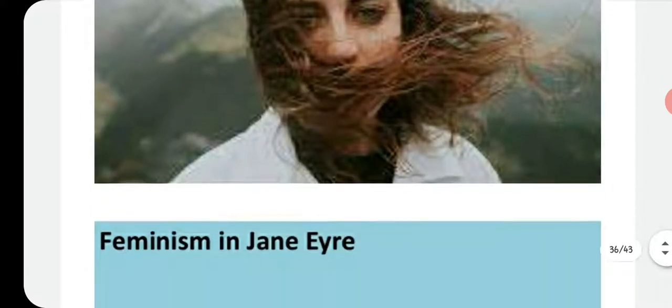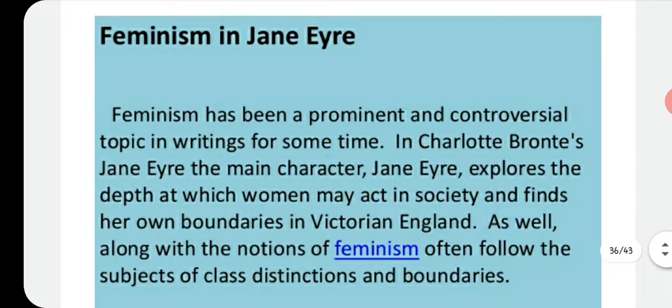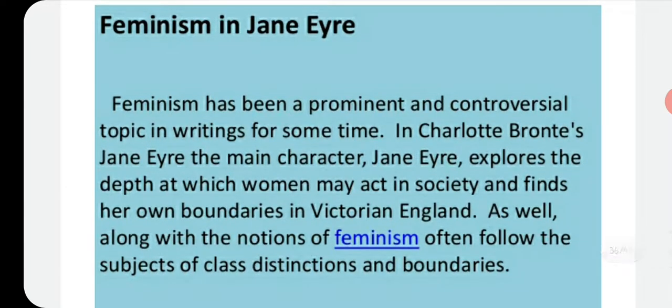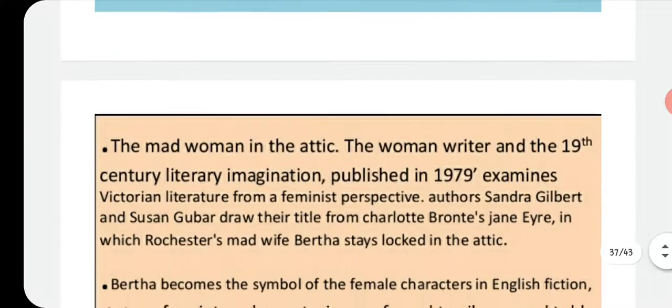When we talk about feminism in Jane Eyre, we can see that women's rights are advocated in the novel. She talks about the life of a woman and her due rights. In Charlotte Bronte's Jane Eyre, the main character explores the depth at which women may act in society and finds her own boundaries in Victorian England as well. Along with the notions of feminism often follow the subjects of class distinctions and boundaries.